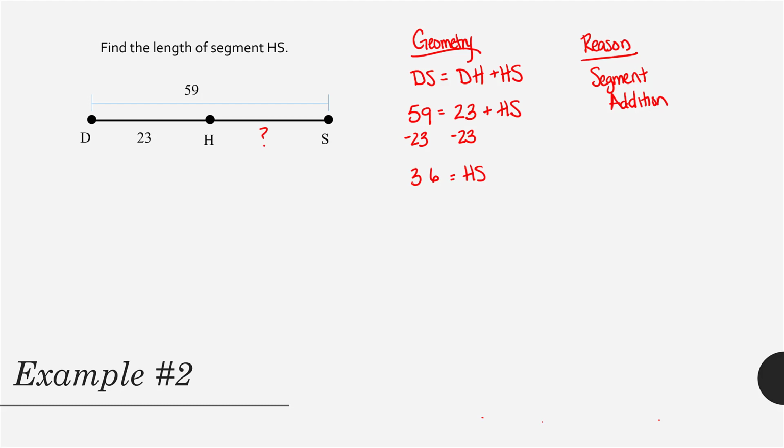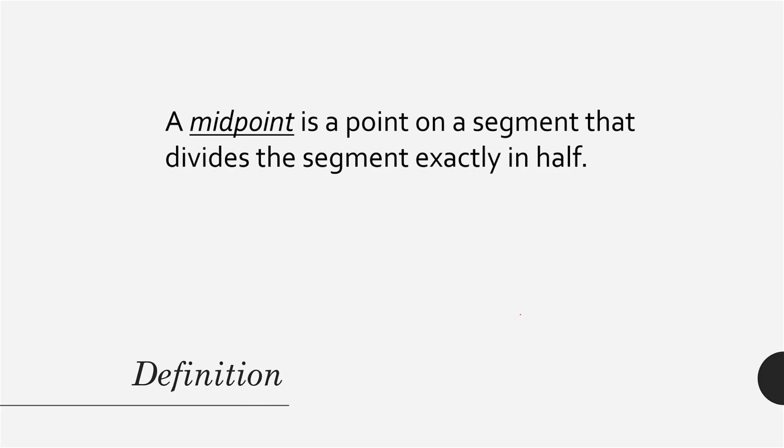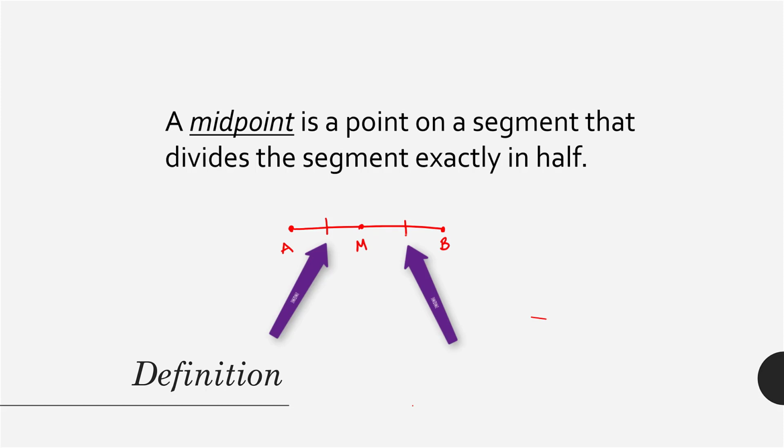But we have another thing we can look at with segments, and that deals with a midpoint. A midpoint is a point on a segment that divides it exactly in half. So if I have my segment here, A, B, the midpoint M means that this half is the same as this half. And those little marks there mean congruent. So the left side is the same as the right side. That's a really important thing to remember when we're doing problems that involve midpoints.